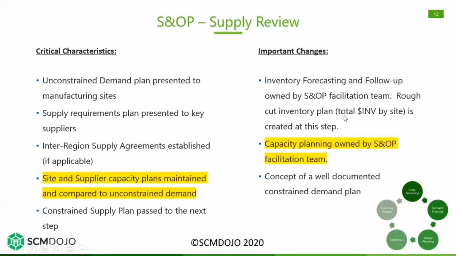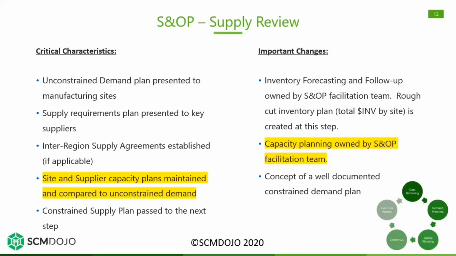So capacity planning is owned by the S&OP facilitation team, no doubt about it. Now the concept of a well documented constraint plan. What I mean by that is, we focus on the unconstrained demand. The constrained demand is the one where you take your unconstrained demand from your customers, without any limitations, and you tell them, based on the constraint I have, which I cannot solve, what the demand would be, right?